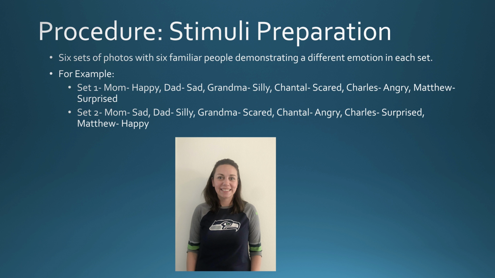So we took a multiple exemplar training approach to teaching receptive emotions. To prepare stimuli, we had 6 sets of photos made with 6 familiar people demonstrating a different emotion in each set. For example, if mom was happy in set 1, she would be sad, silly, scared, angry, surprised, and happy in each of the other sets, respectively. That way the learner would have 6 potential sets to demonstrate generalization on, and our goal was for them to demonstrate generalization at set 2.